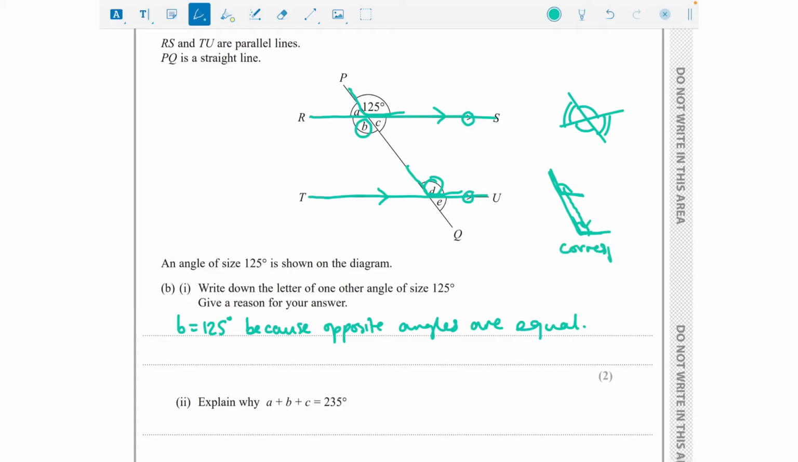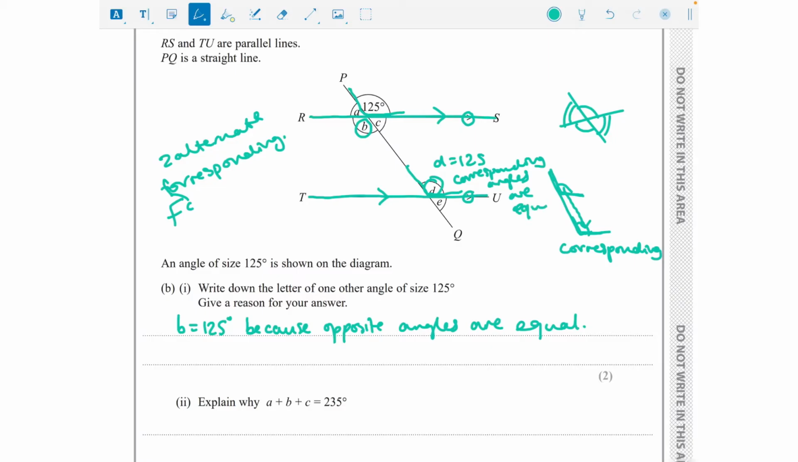Now, I have a bit of a stupid way of remembering it, and that is alternate and corresponding, and that's because that Z shape is an alternate angle, corresponding. Obviously, don't write corresponding on your actual exam, but you can remember that the F shape is corresponding, if that makes any sense. So you could also say D equals 125 because corresponding angles are equal. Nothing wrong with that.